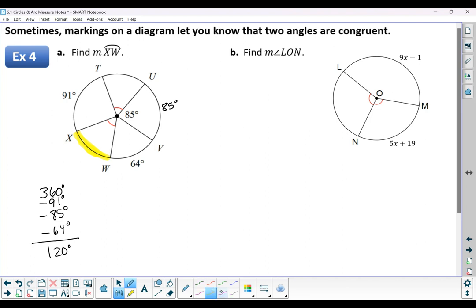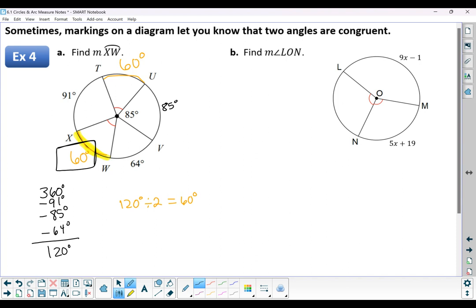There are 2 arcs right now that we haven't accounted for, this one and this one, but they're equal to each other. So we can take that 120 and divide it by 2. Each of those must be a 60-degree arc. So we have our answer now: the measure of arc XW is 60 degrees.